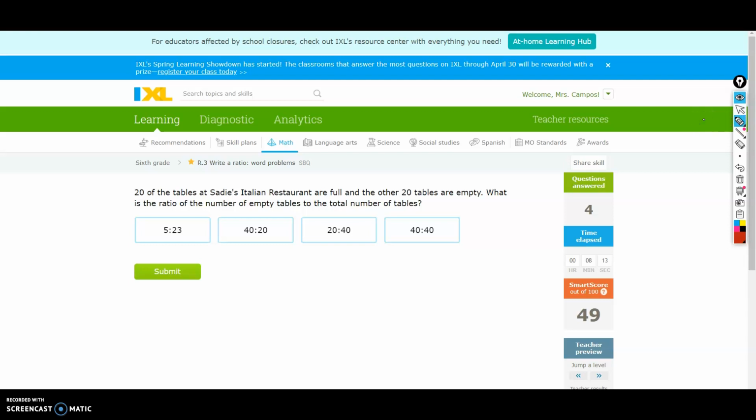Okay, our next question. 20 of the tables at Sadie's Italian restaurant are full. So 20 are full, and the other 20 tables are empty. What is the ratio of the number of empty tables to the total? Empty first and then total. So I have 20 empty, and then the total, 20 plus 20 is 40. So 20 to 40.